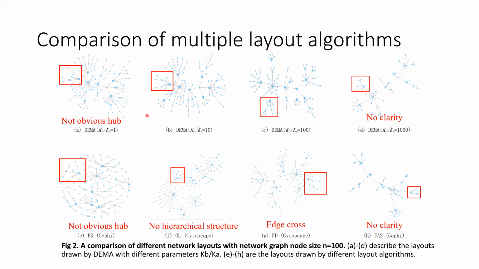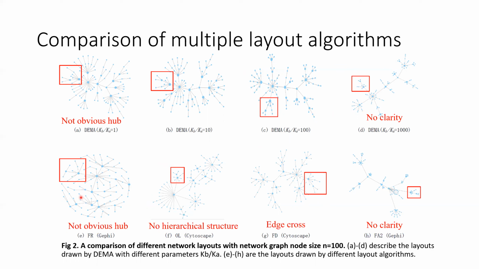Graphs A to D are generated by DEMA with different values of the parameter KB versus KA. We can see that when KB versus KA becomes large, the modularity becomes more obvious. However, when the distance between the surrounding nodes and the hubs becomes small, it's difficult to observe the surrounding nodes, which means it loses clarity.